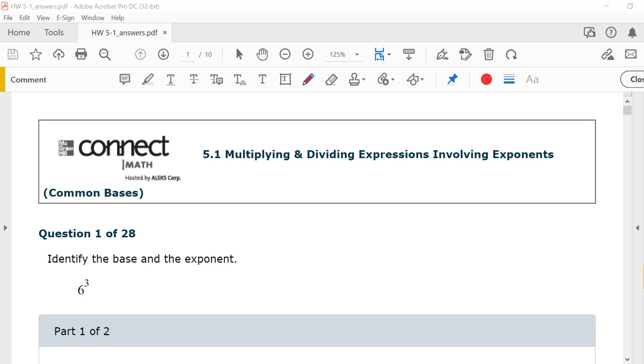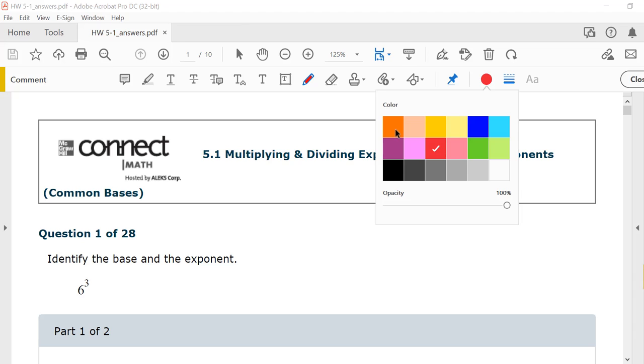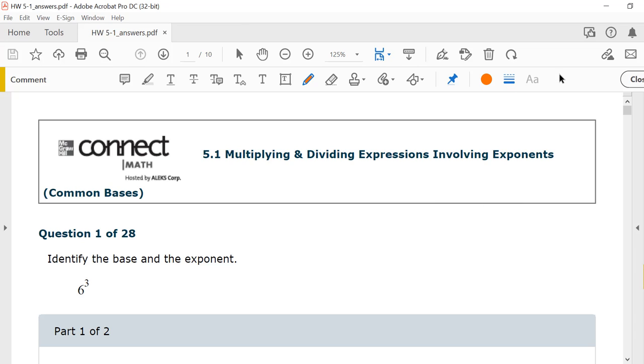Today we're starting chapter 5, and section 1 is titled Multiplying and Dividing Expressions Involving Exponents. Before we get started, some vocabulary. When you see something like this, 6 raised to the third power, the base is down on the line of the paper, and the exponent is the number that's written as a superscript. So base raised to an exponent.